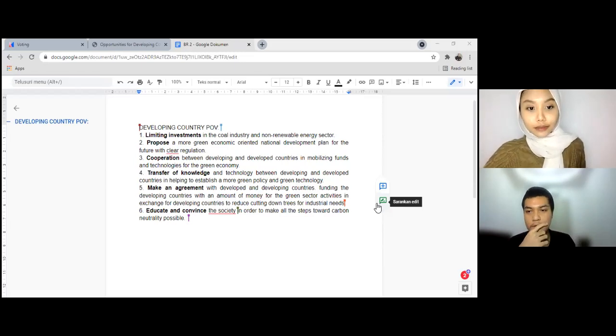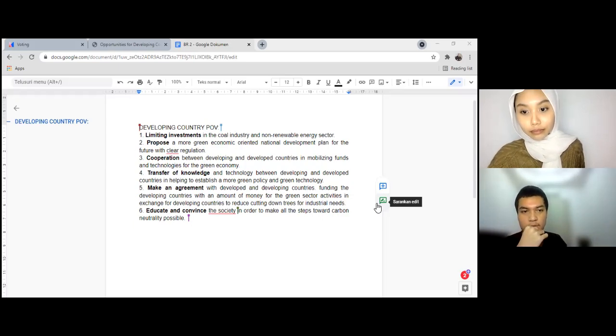Okay, so from our previous discussion, we see from the developing country point of view. So I think it's a bit different, or maybe contrast with developed country. But I think the end goal is the same: to have sustainable energy in 2050. So first, we think that limiting investment in the coal industry and non-renewable energy sector would be one of the best strategies to end the usage of dirty energy, like we see in China and India. Although it is still hard for Indonesia because we are still non-renewable oriented.